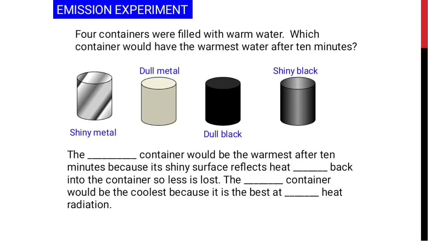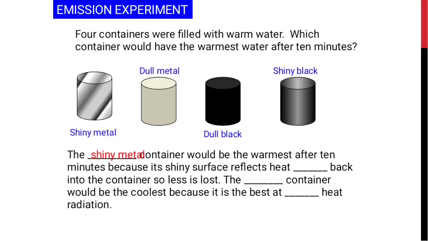Bismillahirrahmanirrahim. Emission experiment. Four containers were filled with warm water. Which container would have the warmest water after 10 minutes? First one is shiny metal, second one is dull metal, third one is dull black, and the fourth one is shiny black.